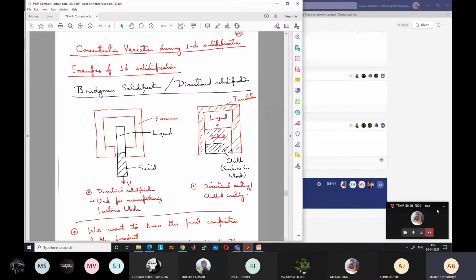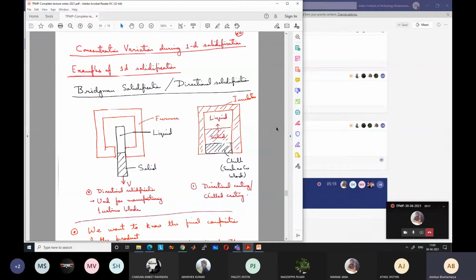So in the previous classes, we have studied phase diagrams in relation to solidification. Then we have studied fully equilibrium solidification using the Lever rule, and non-equilibrium solidification, meaning zero diffusivity in the solid and full diffusivity in the liquid, using Scheil's model.